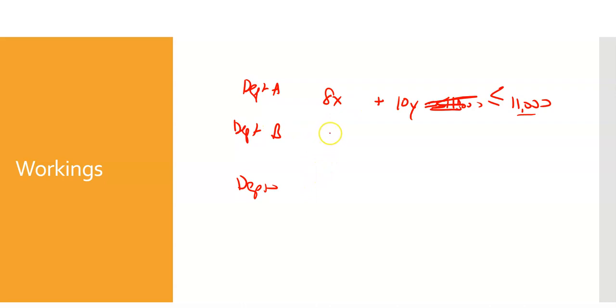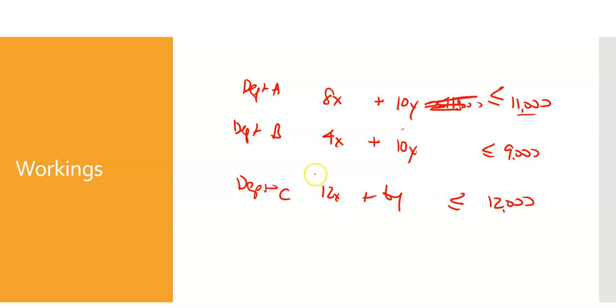Then I have Department B, where I could make only X, and that would be equal to or less than 9,000. Or I could make only Y's, and therefore cover. Imagine I'm covering this right now, and I'm making only Y's. So technically I could make 900 Y's, or 1,350 X's, or a combination, something in the middle. Use the time to make both. If I do the same thing for Department C, I will end up with 12X plus 6Y is less than or equal to 12,000. So this is the relationship.